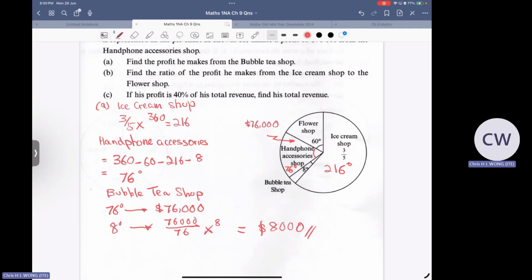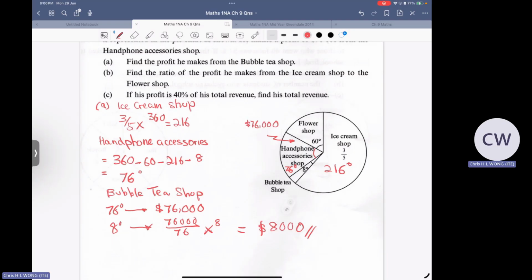Okay, first one A. B. You are going to find the ratio of the profit he makes from the ice cream shop, comparing ice cream shop to flower shop. What is given? Ice cream shop, you got degree. Flower shop, you got degree. It can be linked already. The ratio is 216 is to 60. That's the answer.